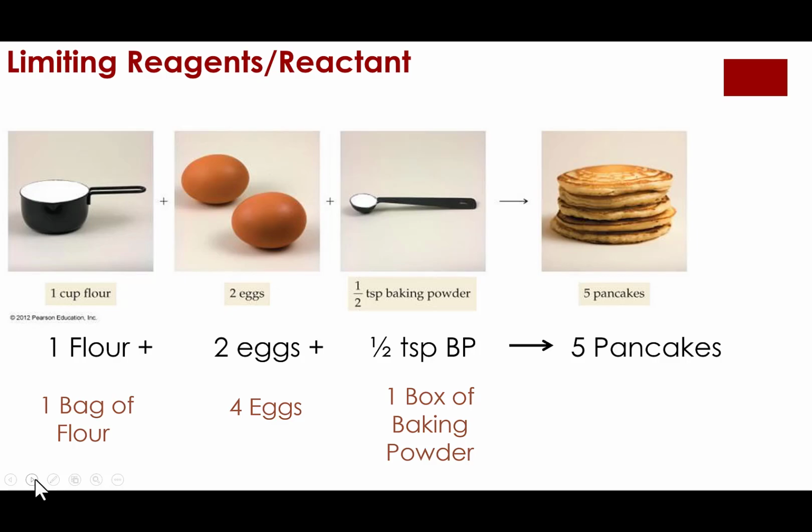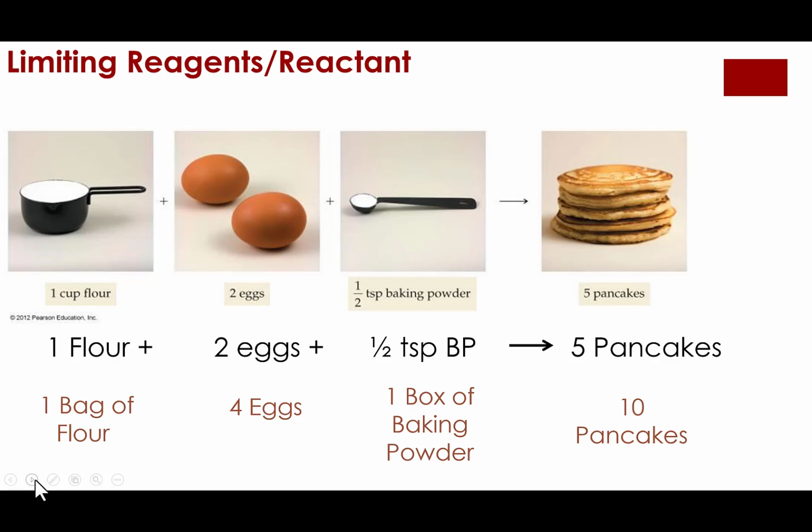Only 4 eggs. So if I wanted to make pancakes with these ingredients, I have plenty of flour, I have plenty of baking powder, but I only have 4 eggs, right? So what's the maximum number of pancakes that I could possibly make? 2 eggs makes 5 pancakes, and 4 eggs would give me 10 pancakes. But what if 10 wasn't enough? What if I wanted to make more than 10 pancakes? Let's say I needed to make 20 pancakes. What would I need to do in order to make more pancakes? Yeah, I'd have to get more eggs, right?